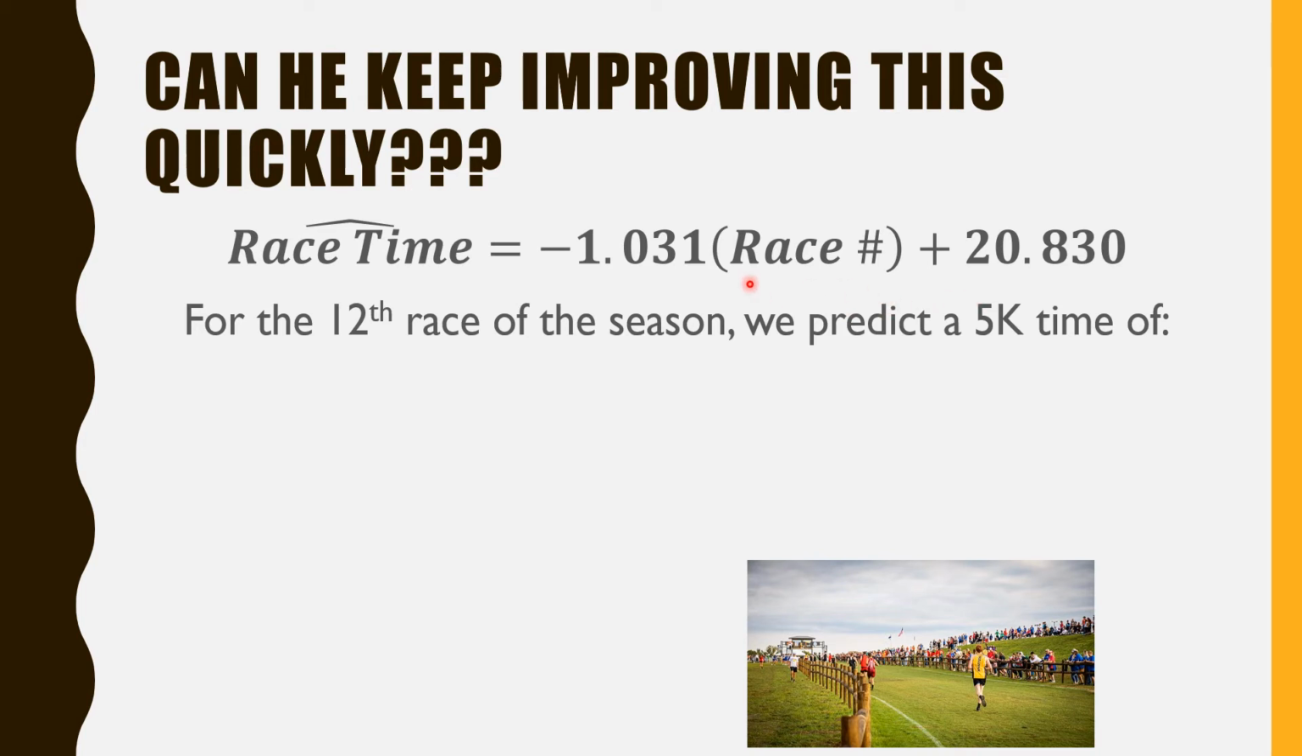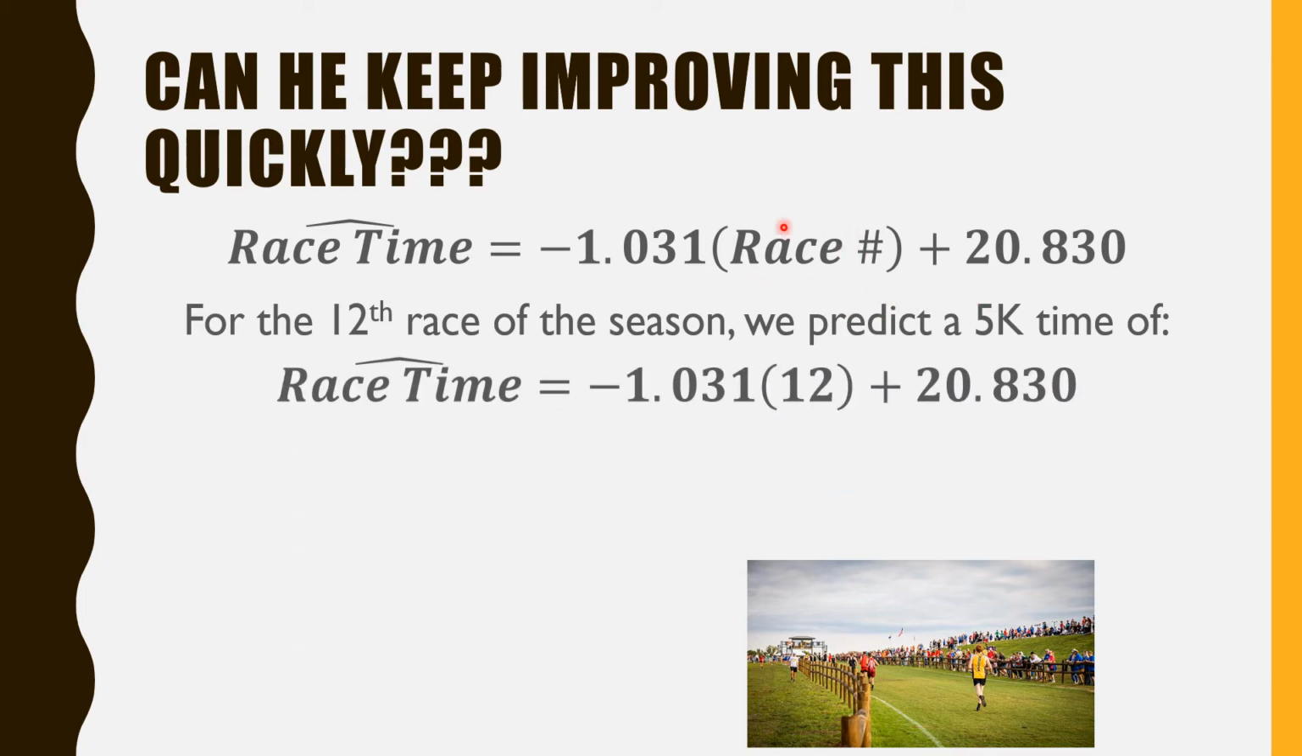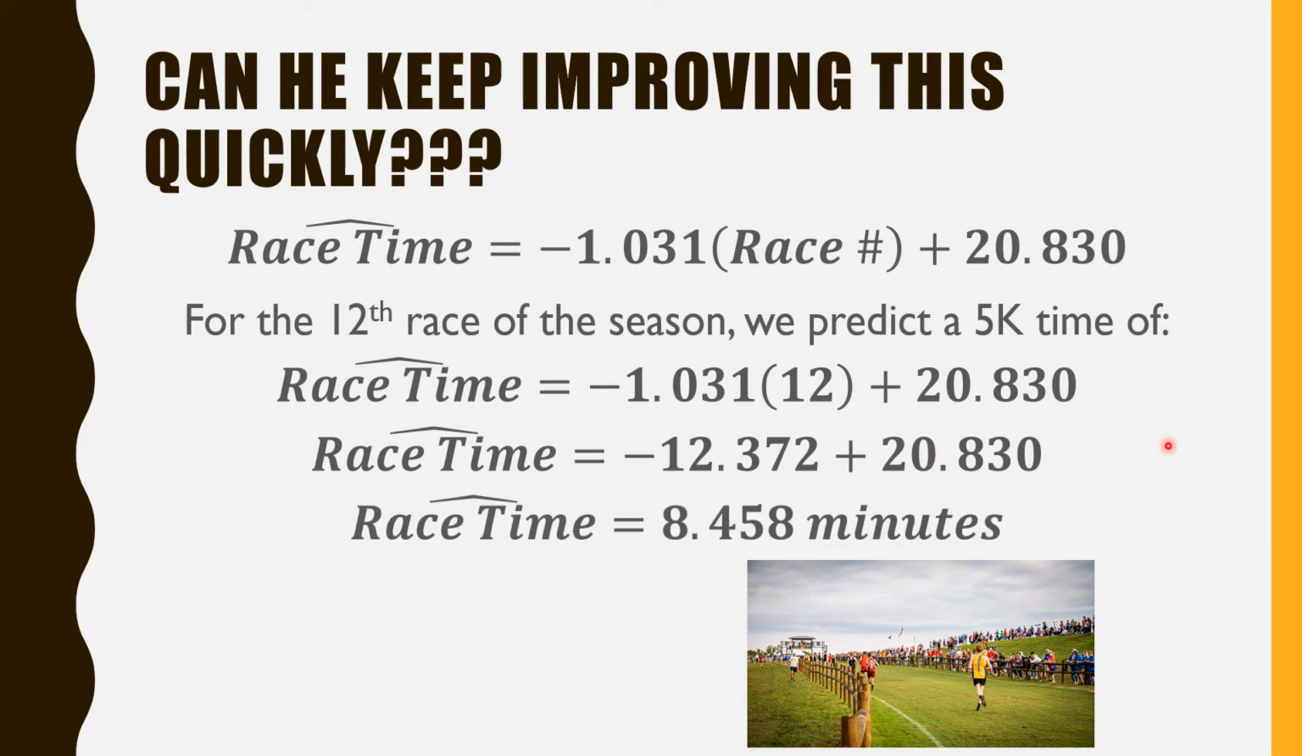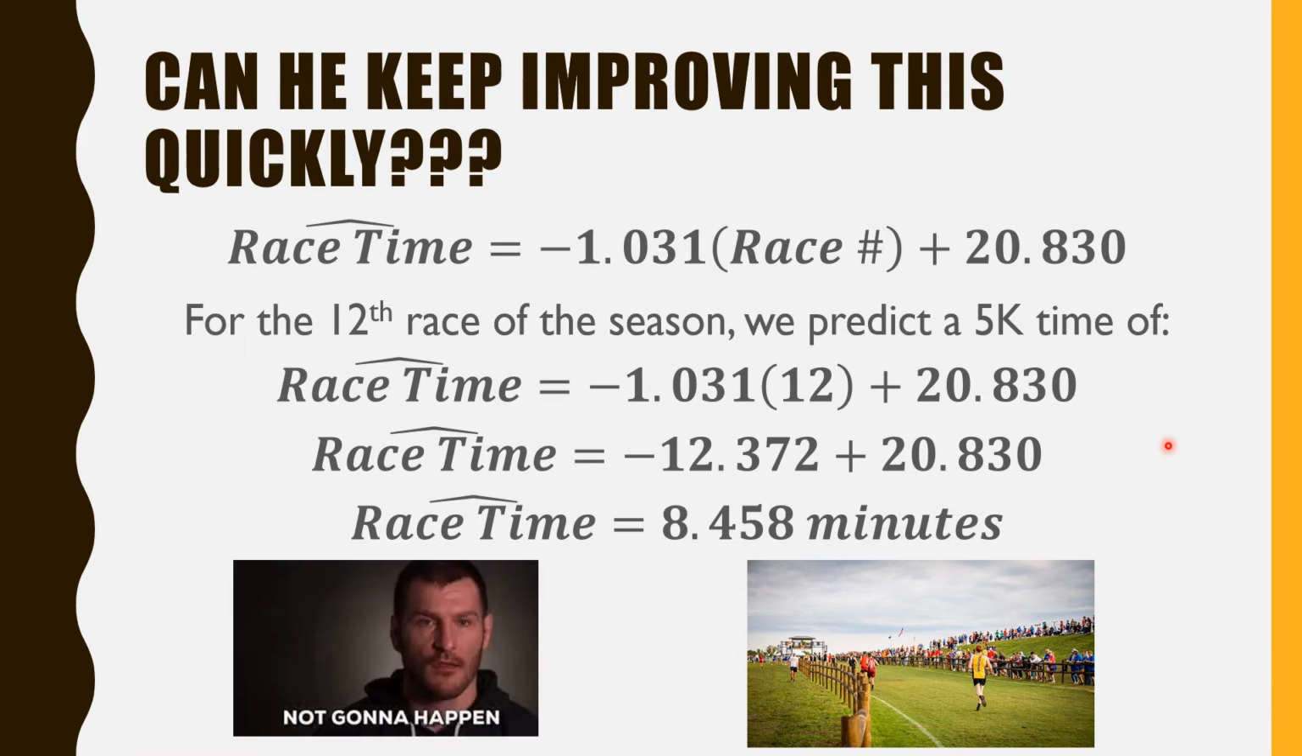Well, what I'm going to do is just plug in 12 for this race number because it's the 12th race of the season. And if I take -1.031 times 12, I'll get -12.372. And then if I add that 20.830 to it, this gives us a predicted 5K time of under 8.5 minutes. If you're not familiar with a 5K, that is just over 3 miles. So I apologize, but that is simply not going to happen.